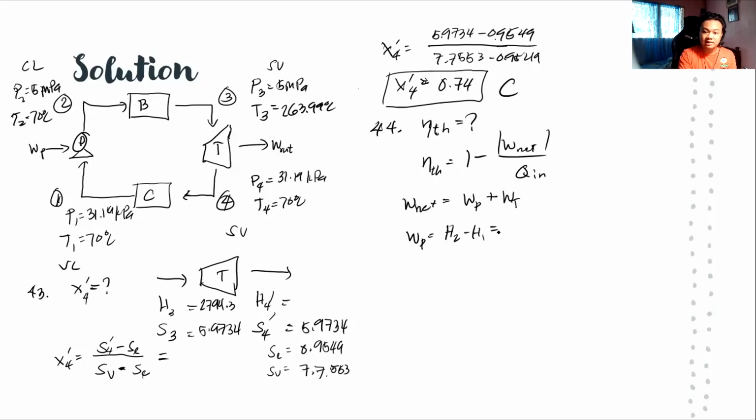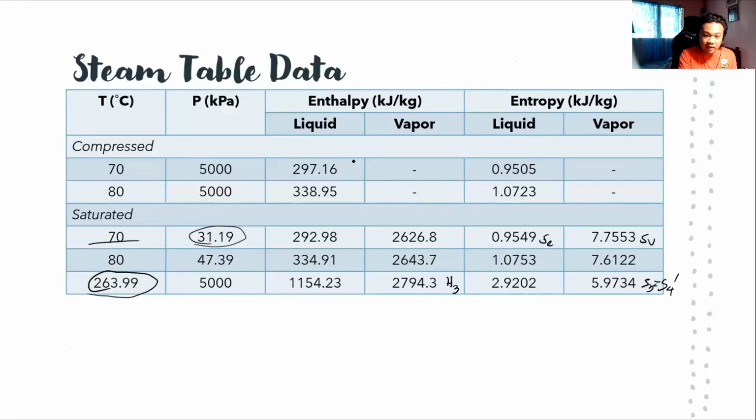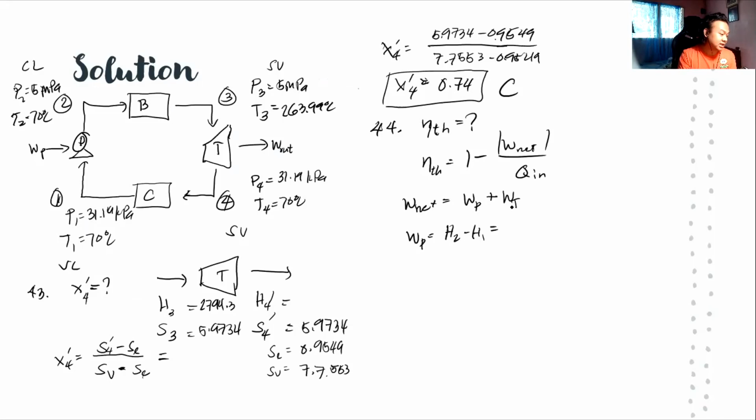Okay, and they are in saturated liquid, diba? So here we have our compressed liquid, this is H2, and then saturated, this is H1, diba? That's H1. So H2 minus H1, meaning 297.16 minus 292.98. So that's 4.98 kilojoules per kilogram.